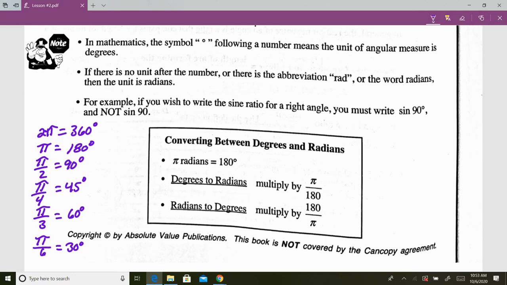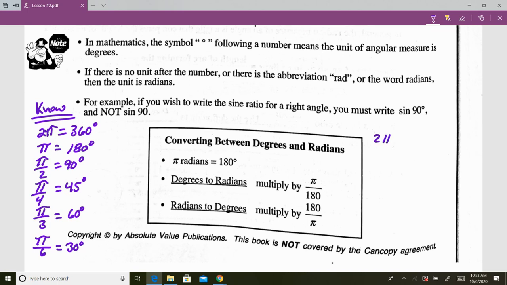So when I say pi over 4, it should click in your mind, oh, that's 45 degrees. Pi over 2 is 90. Right? We're going to use it a lot. So those are the common ones. I'm going to write "know them," but you do have a study guide.